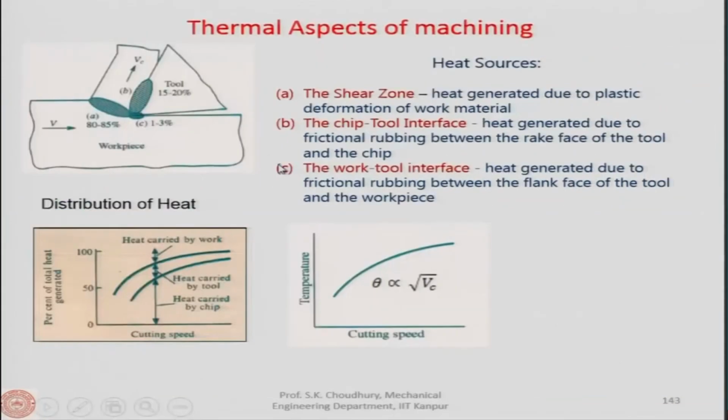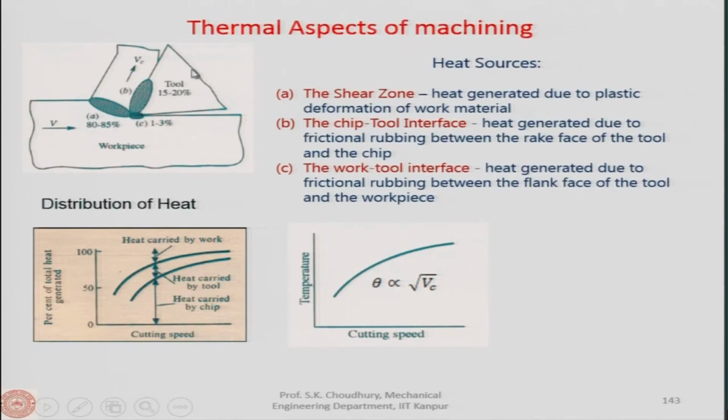Well, our next topic is, quickly I will go through the thermal aspects of machining, where I would like to show you particularly, as I have already told you initially, how the temperature occurs, where the temperature occurs, and how this temperature is distributed.